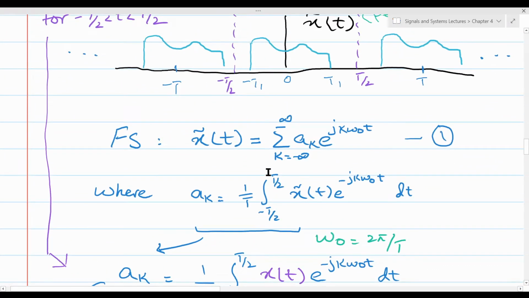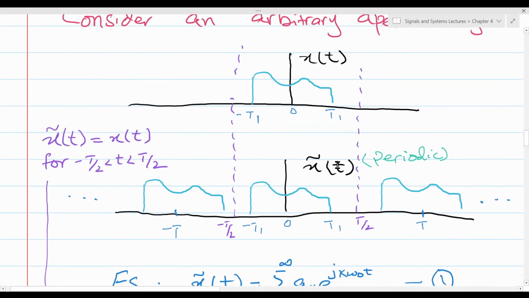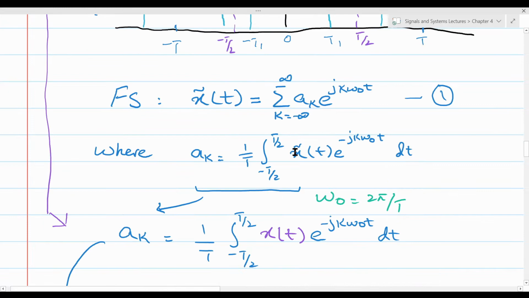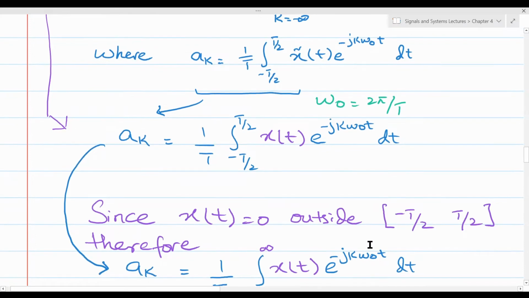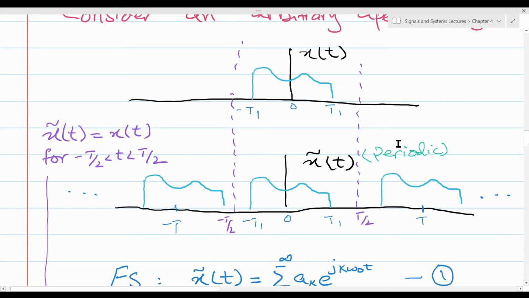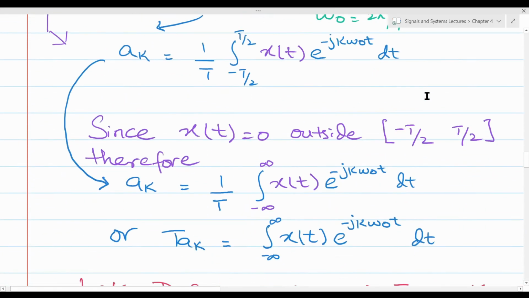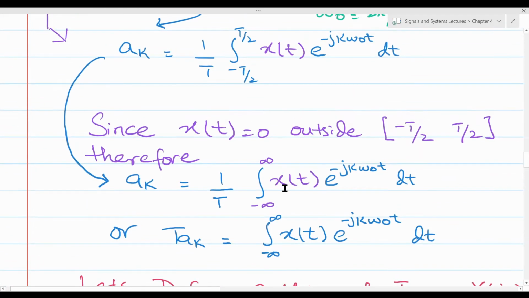Now since we know that in this interval from minus T/2 to T/2, x tilde(t) is actually equal to the original signal x(t), we can substitute x tilde(t) by x(t) in the above integral. And since we know that the aperiodic signal x(t) is 0 outside the interval minus T/2 to T/2, as we can see here, we can change the limits of integration from minus T/2 to T/2 to minus infinity to infinity.